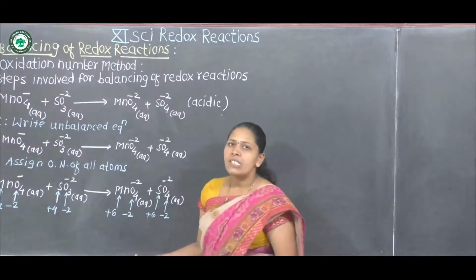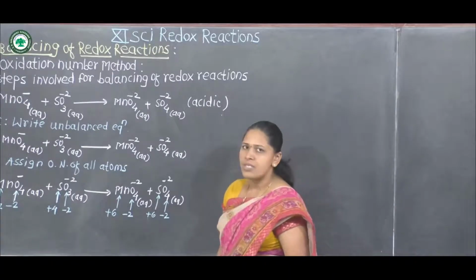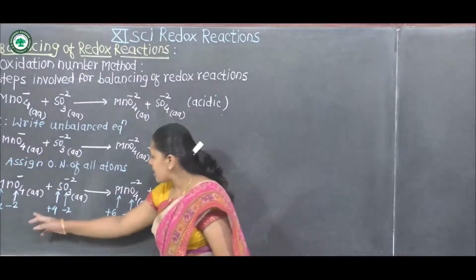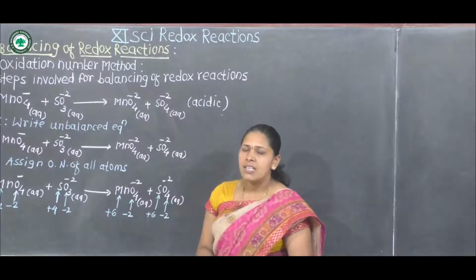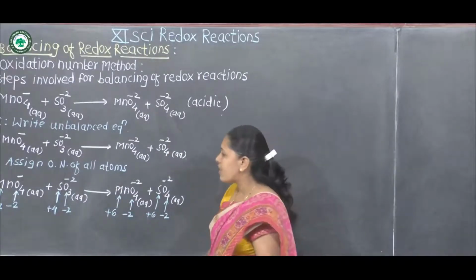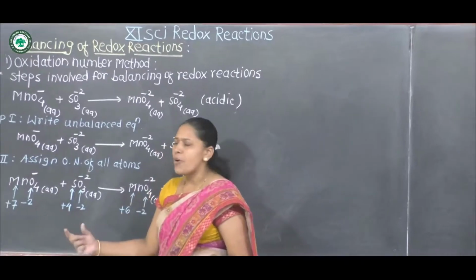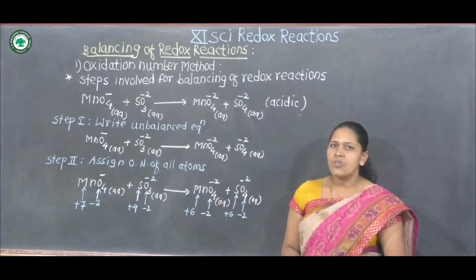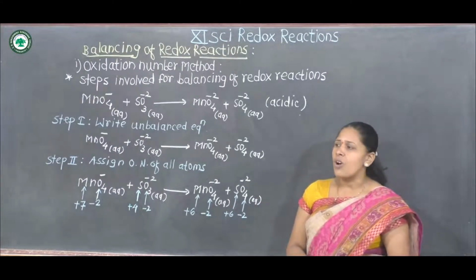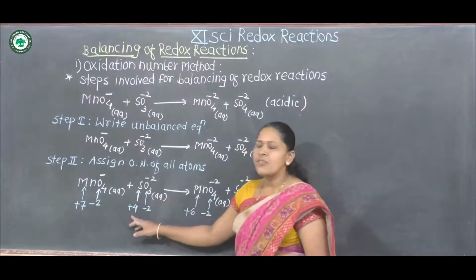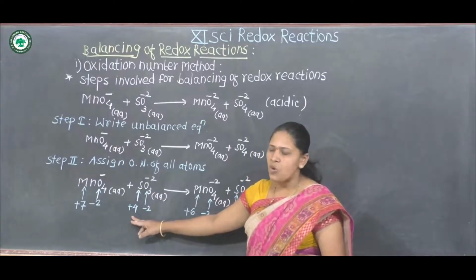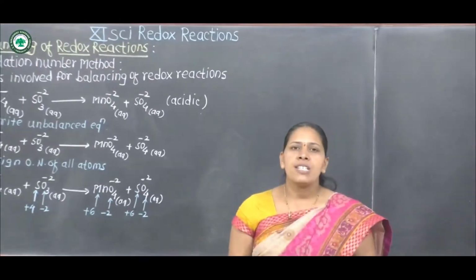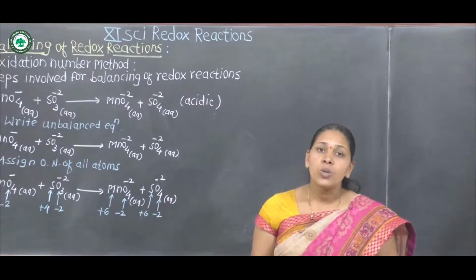We have already determined the oxidation number of all atoms. Oxidation number of manganese changes from plus 7 to plus 6, that is, it decreases. It indicates that Mn undergoes reduction. Oxidation number of oxygen is minus 2, minus 2, minus 2, minus 2. It does not change. That means oxygen does not undergo either oxidation or reduction. Then oxidation number of sulfur, on the reactant side it is plus 4, on the product side it is plus 6. That means oxidation number of sulfur increases from plus 4 to plus 6, that is by 2 units.